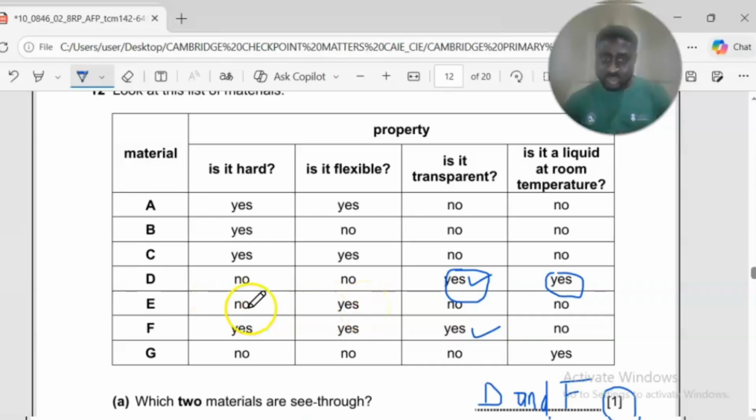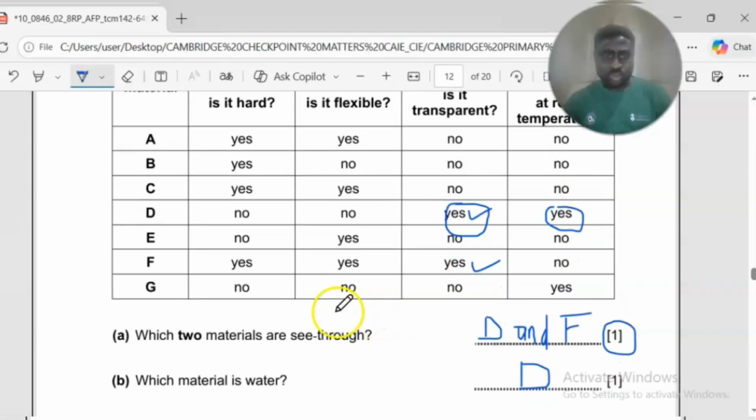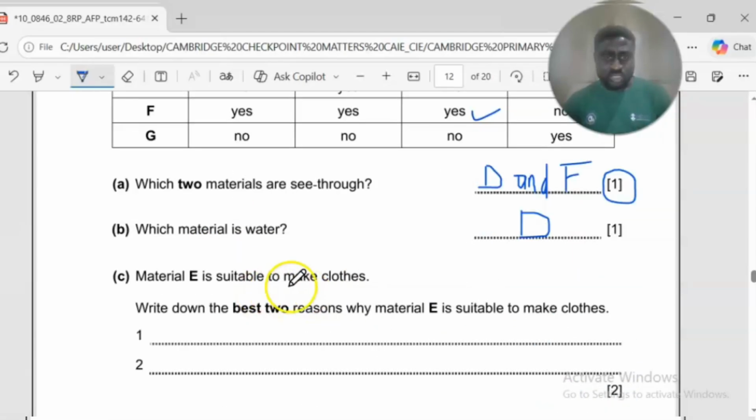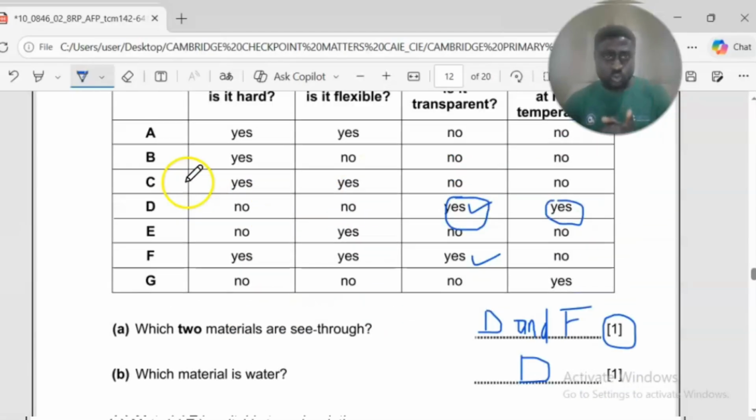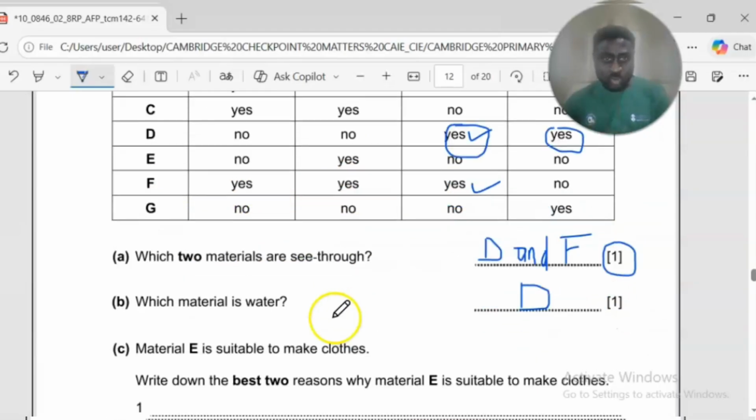So since the material is not hard, it is soft. Is it flexible? Yes. So it can be easily sewn into clothing materials. Then is it transparent? No. Is it liquid at room temperature? No. So we don't need these qualities to make clothes. So material E is suitable to make clothes for these two major reasons, because it is not hard and it is flexible. Then let's read on.